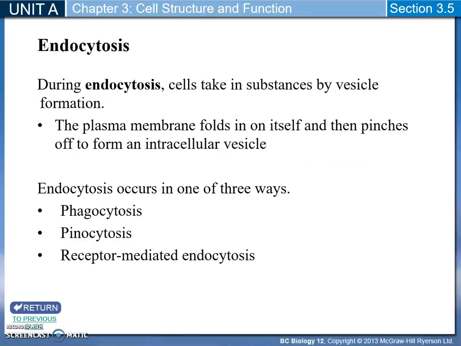Endocytosis, on the other hand, is the way that macromolecules can enter the cell. With endocytosis, cells take in substances by vesicle formation. So the plasma membrane folds in on itself and then pinches off to form an intracellular vesicle. And endocytosis can occur in one of 3 ways, and those are referred to as phagocytosis, pinocytosis, and receptor-mediated endocytosis.